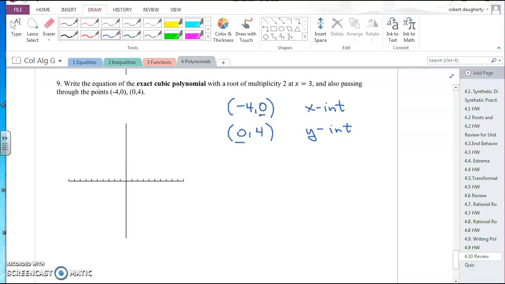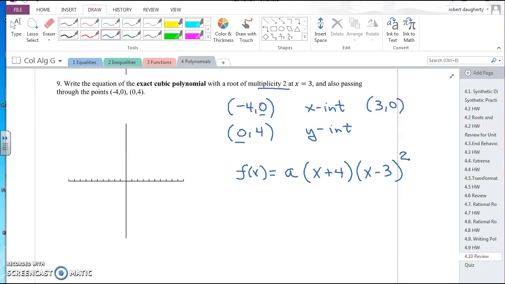So I know that I have my x-intercept at -4, 0. There's also a root of multiplicity 2 at x equals 3. So 3, 0 is also an x-intercept, okay? So when I write the equation for this guy, it's f of x equal some leading coefficient a, and then I'm going to have x plus 4, and then x minus 3. And I know that at x minus 3, that is a root with multiplicity 2. So this is my cubic polynomial. So I've got everything there. I just need to figure out what a is.